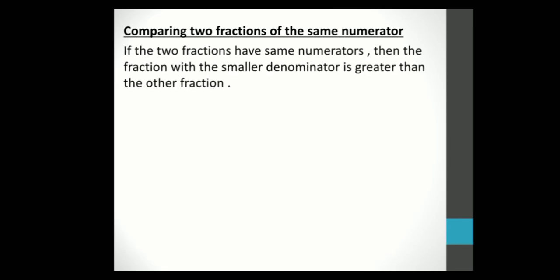Another one. How can I compare two fractions with the same numerator, the number which is written up? If the two fractions have the same numerator, then the fraction with the smaller denominator is greater than the other. For example, if I have 1 over 7 and 1 over 3, both numbers written up are 1. So I search for the smallest denominator. What is the smallest denominator? Yes, the smallest denominator is 3. So 1 over 3 is bigger than 1 over 7.